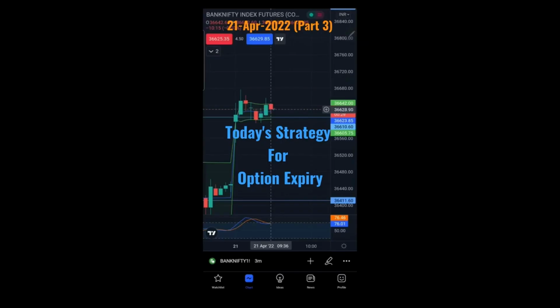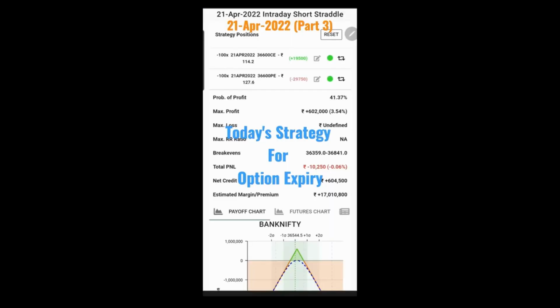Here are the shorts. We are putting in a short straddle and short strangle, and we expect the market to go a little bit sideways and then go directionally. We have put in a short strangle of 36,600 call short and put short. Currently we are looking at a 10,250 loss, which is 0.06%.